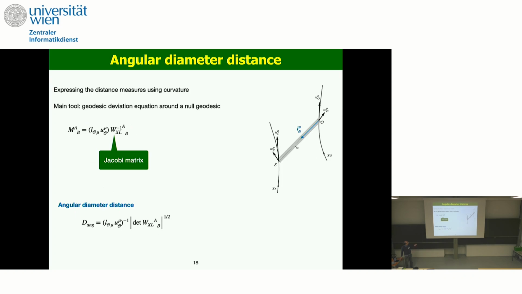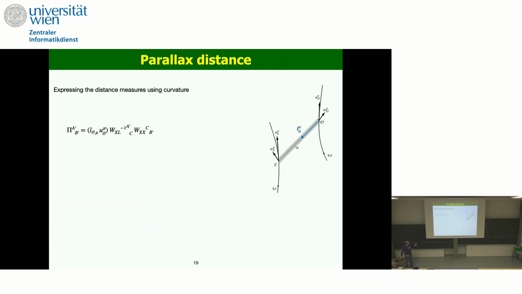Yeah, and you can express it using WXL or the Jacobi matrix, basically. You can also do the same with the parallax distance. So in a general spacetime, the geometrical parallax effect is a bit more complicated than the usual one. It's given by a matrix which relates the displacement of the observer with the displacements of the image of a source. The parallax matrix can be written down this way.